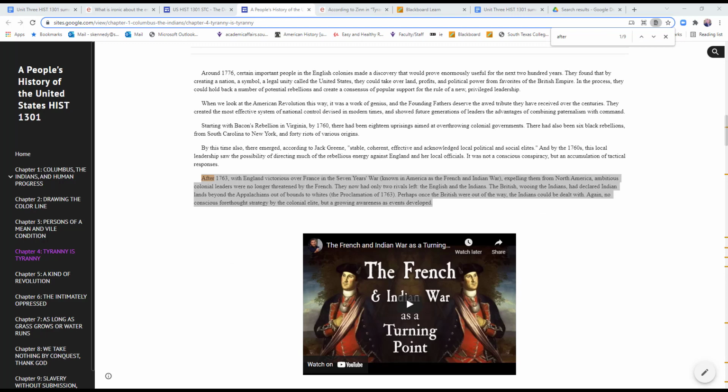So as written in the beginning of the chapter, after 1763, with England victorious over France in the 7 Years' War, known in America as the French Indian War, expelling them from North America, ambitious colonial leaders were no longer threatened by the French. They now had only two rivals left, the English and the Indians. The British, wooing the Indians, had declared Indian lands beyond the Appalachians out of bounds to whites. The Proclamation Line of 1763.